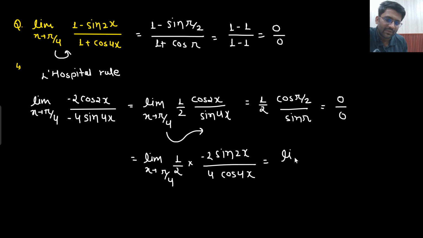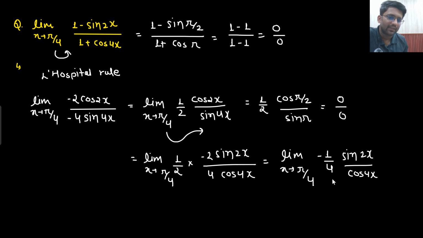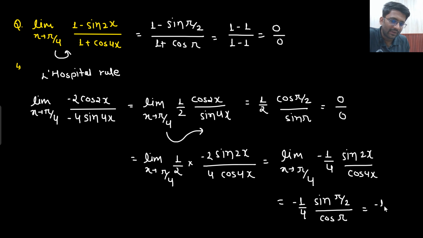Simplified expression is coming out to be, x tending to pi by 4, minus 1 by 4 sine 2x divided by cos 4x. Now you put the value of limit here. So if I put the limit value, minus 1 by 4 was aside, pi by 4 multiplied with 2, what you will get? Sine pi by 2. And cos of 4 multiplied with pi by 4, what you will get? Cos pi. So minus 1 by 4.